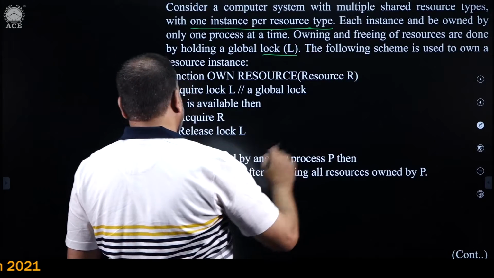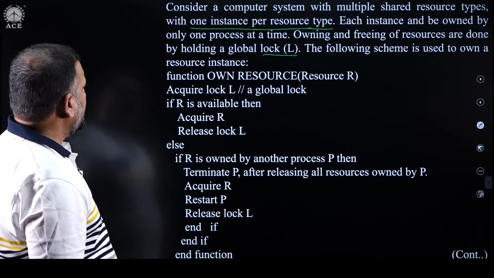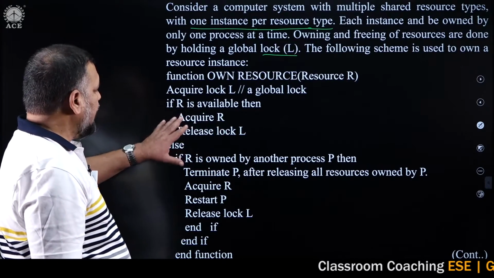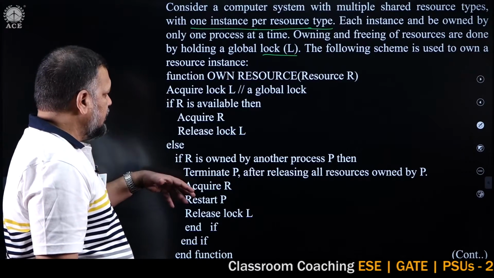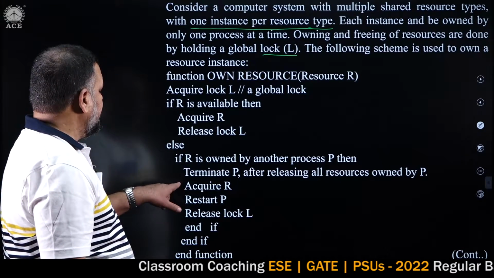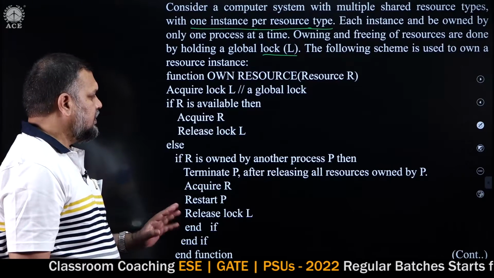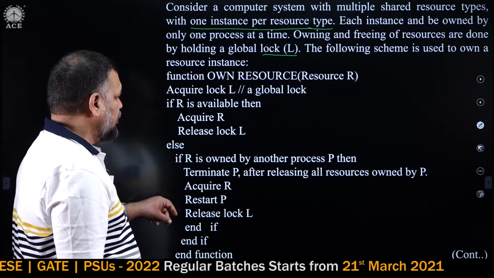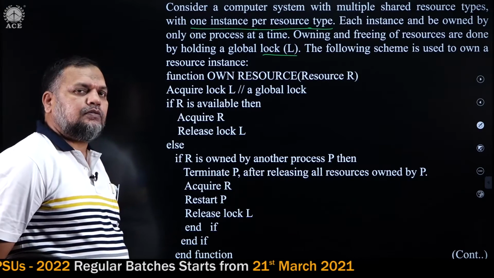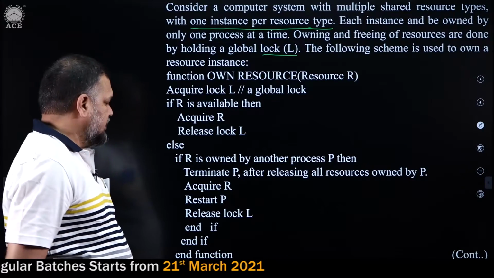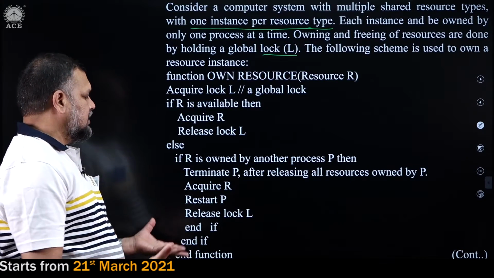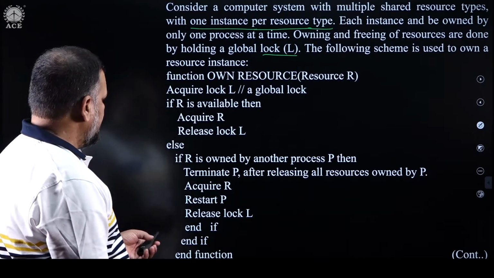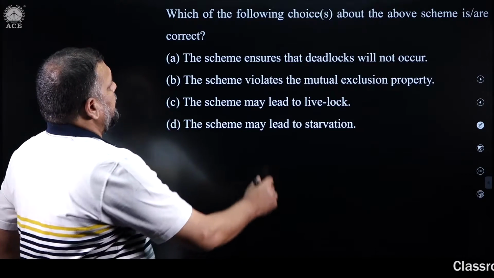So, after releasing all resources owned by P. Here again we are saying, if R is available, we have not acquired the resource, right. So the resource is not available. Therefore, kill the process who is owning the resource after preempting all its resources, and then acquire R, take the resource R. Then restart P, the process which got killed will have to be restarted, then release lock L, because I got the resource. I release the lock because I am the owner of the resource now. So, this is the code. Then MSQ again.